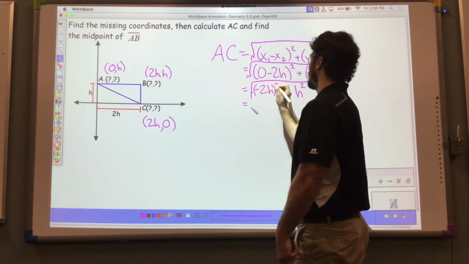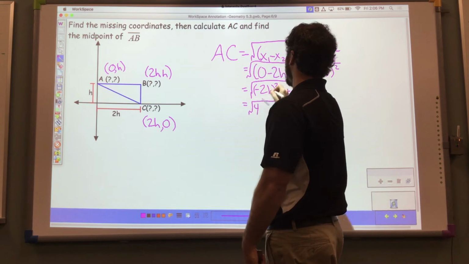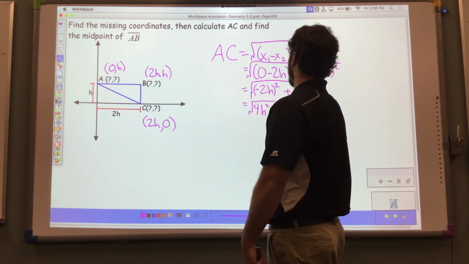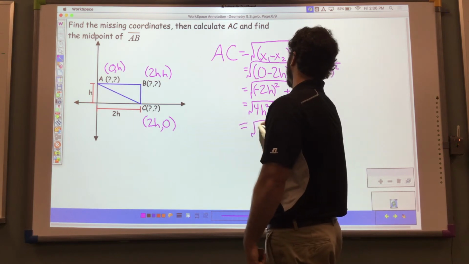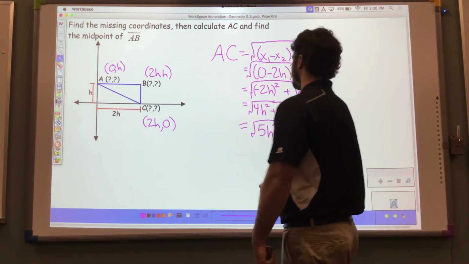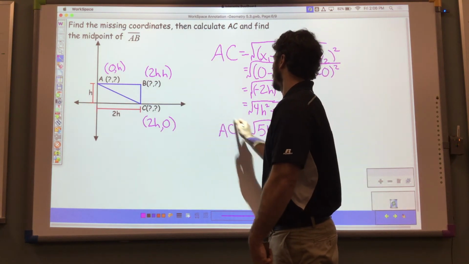If we square this, well, negative 2 squared is 4. H squared, we know is h squared. And add those two up, we get the square root of 5h squared. So that would be your length of AC.